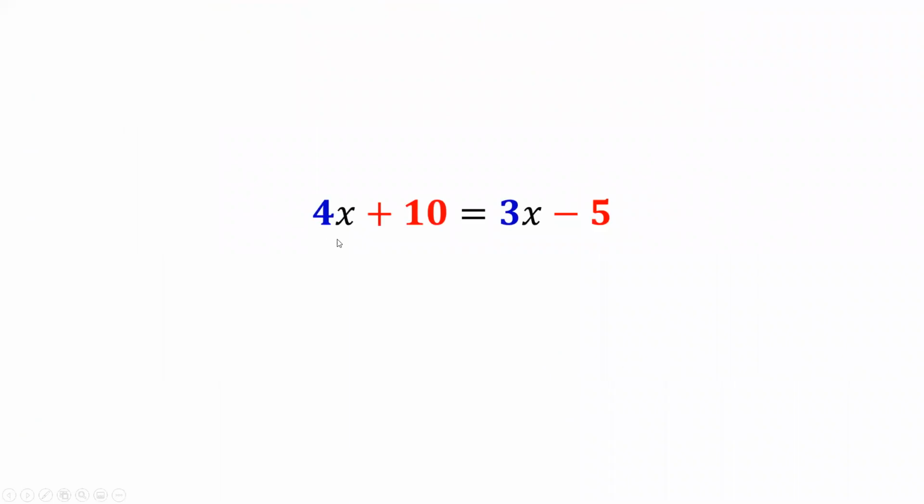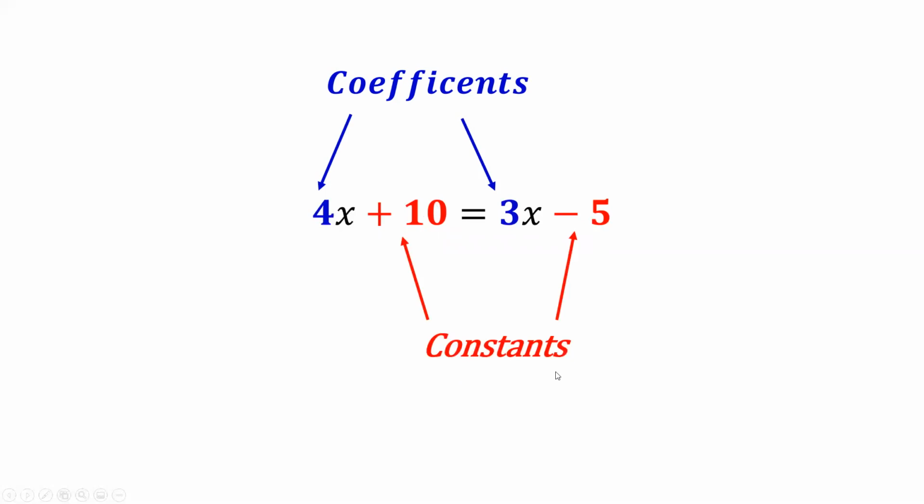Before we classify these equations, let's review some vocabulary which is key to that concept. If I have the equation 4x plus 10 is equal to 3x minus 5, the numbers attached to your variables are what we call the coefficients. And the numbers on their own that have no variables, such as the positive 10 and the negative 5, are what you call the constants. By knowing whether they're the same or different, we're going to be able to determine whether this is one solution, no solution, or infinitely many solutions.